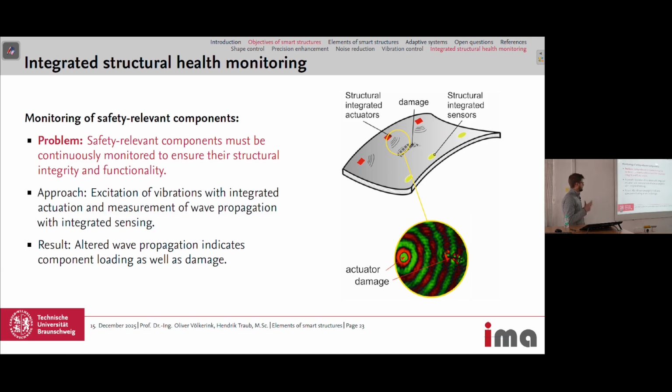So the idea is that the damage changes the wave propagation, and with the changed wave propagation, if you have a baseline signal or baseline behavior of the structure, then you can say if there is a damage inside or not.